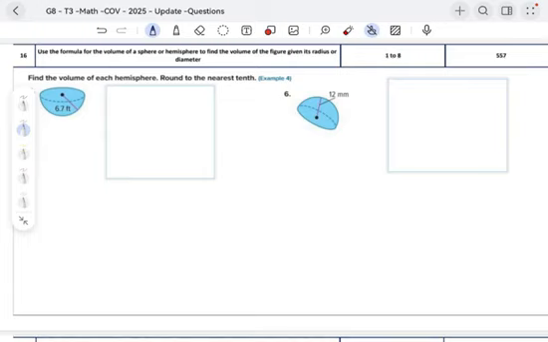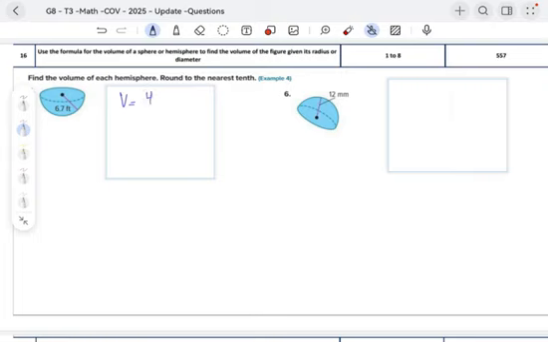Hello everyone, this is the second part for chapter 10 revision. In this question they asked me to find the volume for a hemisphere. To find the volume, it's the same formula as a whole sphere but it's multiplied by half.